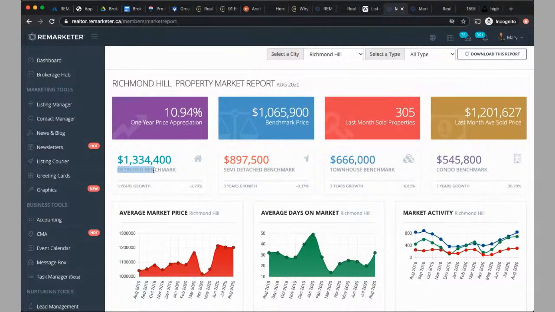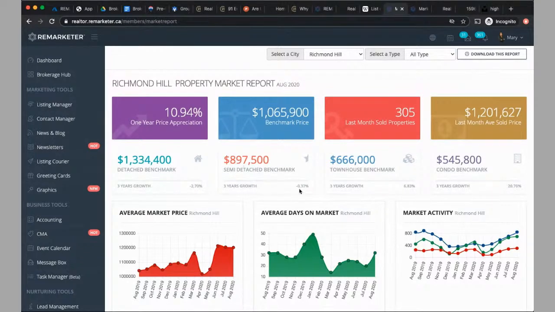However, if I'm looking at the detached properties, I can see that the properties in Richmond Hill are significantly more expensive than Aurora, right? And I can say that with confidence because I'm looking at the benchmark price right here. The growth trend is minus 2.7. So the hit, the dip in the downturn of the market in the past couple of years has been a little bit deeper in Richmond Hill compared to Aurora.